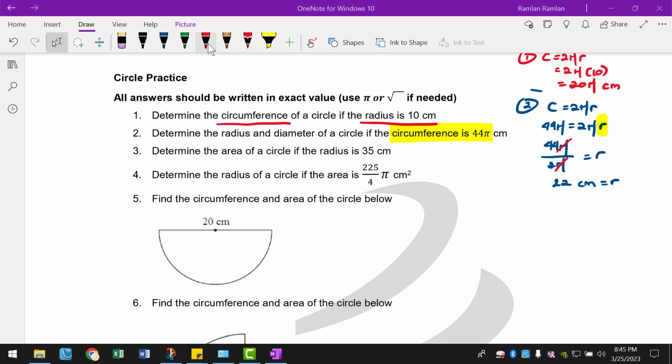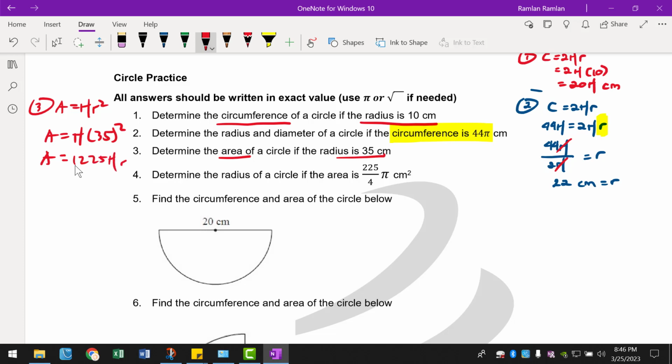Okay, let's go to number three. Determine the area of a circle if the radius is 35. Again, this is pretty straightforward. So for number three, just write down the formula of area, which is pi r squared. So you only need to substitute the r by 35. So it says 35 squared, and then use the calculator. You will get 1225 pi, right? 1225 pi. Don't forget to write down the unit in centimeters, so this is going to be centimeter square. Okay, pretty straightforward. It's quite easy.